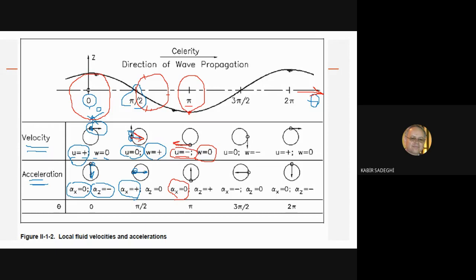Therefore, at this point, acceleration is zero. At this point, velocity vertical component was zero. This is this point, actually. And now we have AZ max, vertical and in positive direction. And so on. Therefore, you can see for the other cases, similar.